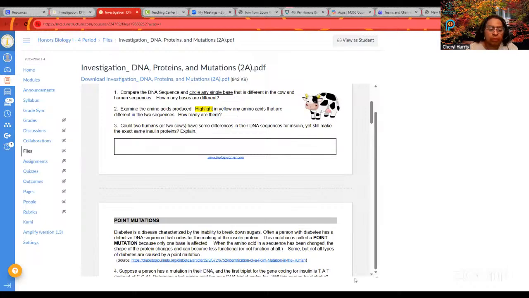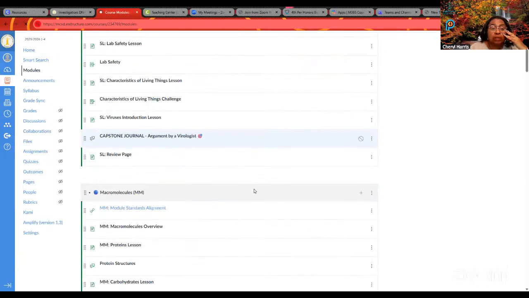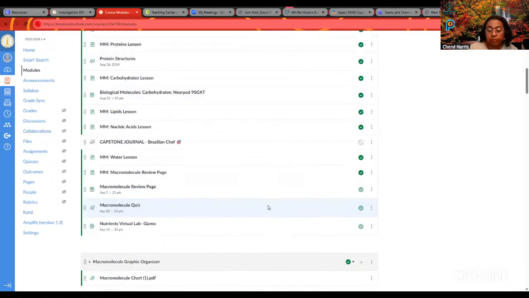Where's the go back button? Like I said, oh, I know, because I'm looking at that as an assignment, so it's not the module. Come on.